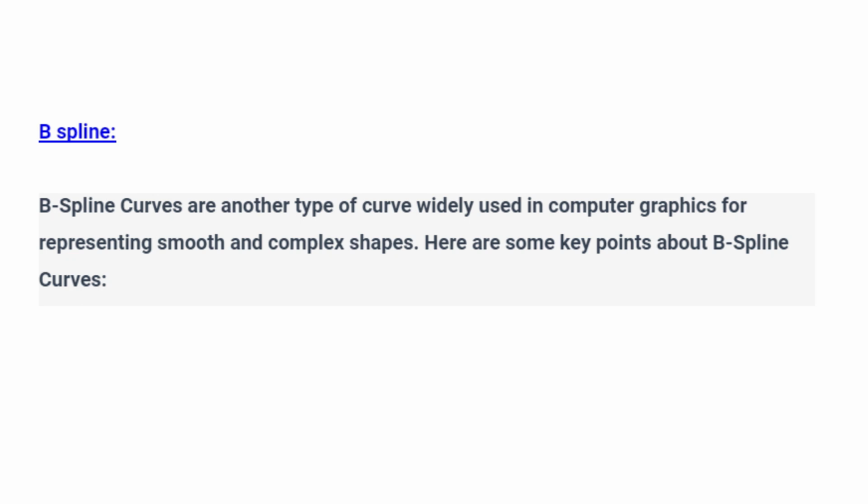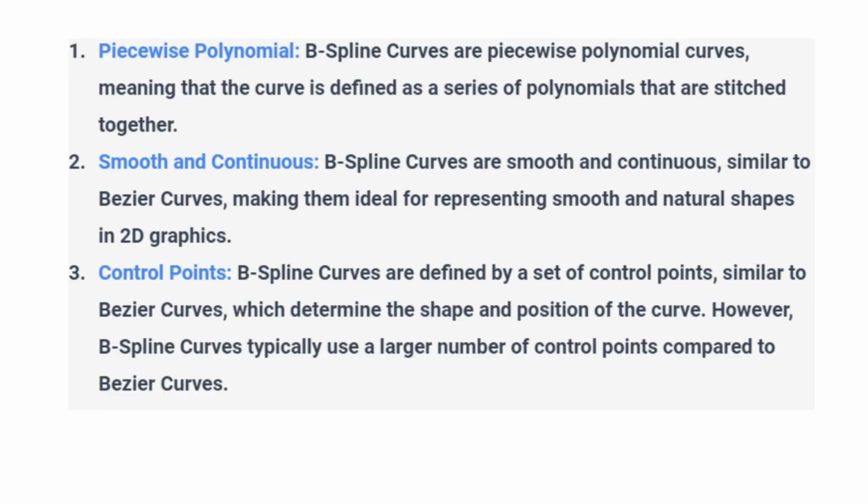B-spline. B-spline curves are another type of curve widely used in computer graphics for representing smooth and complex shapes. Here are some key points about B-spline curves. Piecewise polynomial. B-spline curves are piecewise polynomial curves, meaning that the curve is defined as a series of polynomials that are stitched together. Smooth and continuous. B-spline curves are smooth and continuous, similar to Bezier curves, making them ideal for representing smooth and natural shapes in 2D graphics.